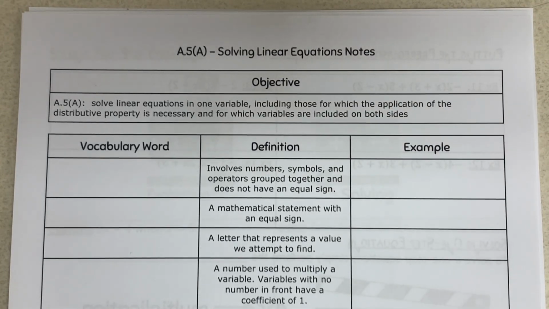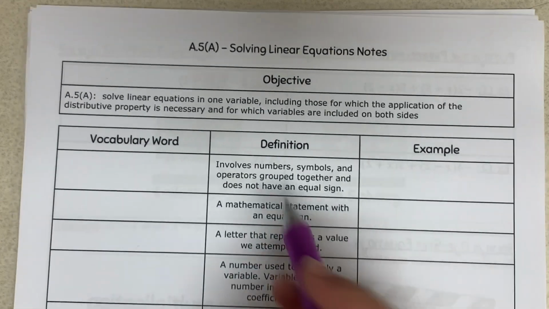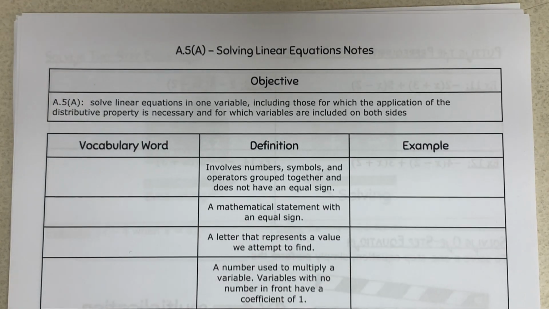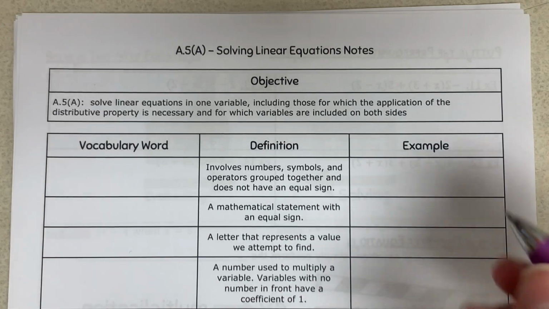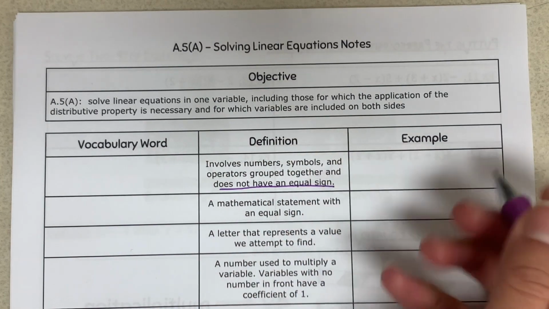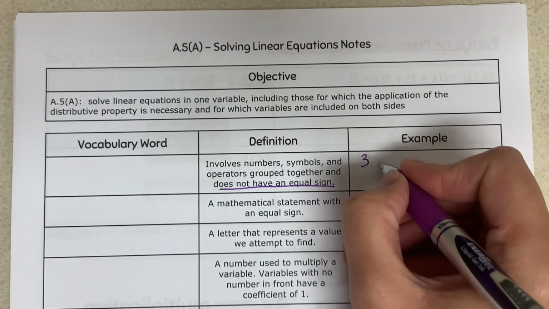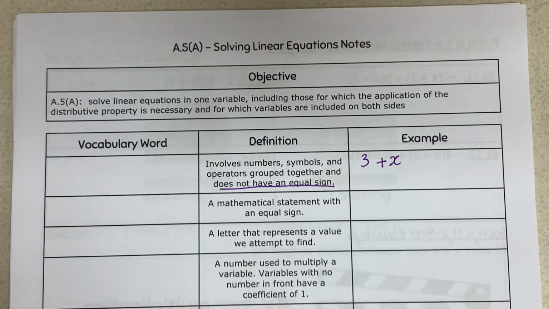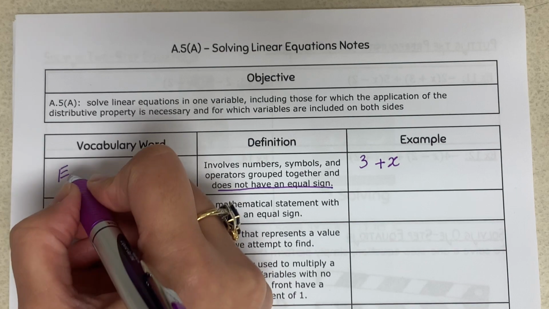I'm quickly going to go over the vocabulary over here with the examples and then finish the rest of the notes. The definition says: involves numbers, symbols, operators grouped together, and does not have an equal sign. Involves numbers, so 3, symbols, x. Well, that's fine. And does not have an equal sign. So this is called expression.